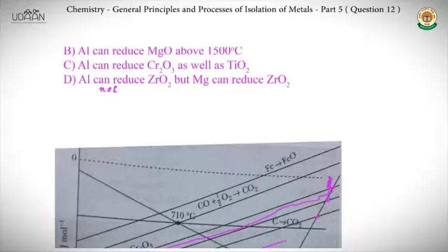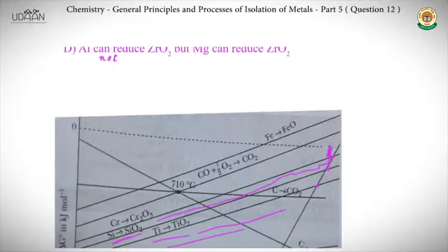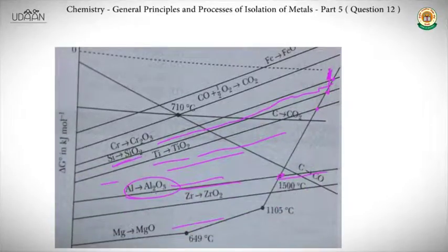Okay, so it says Al cannot reduce ZrO2. Now we look again at Al going to Al2O3 and Zr going to ZrO2. You'll see that the graphs are parallel, and Zr to ZrO2 is always lying below Al to Al2O3. Hence the reaction of Al reducing ZrO2 is not possible. Correct, and hence this statement is correct.